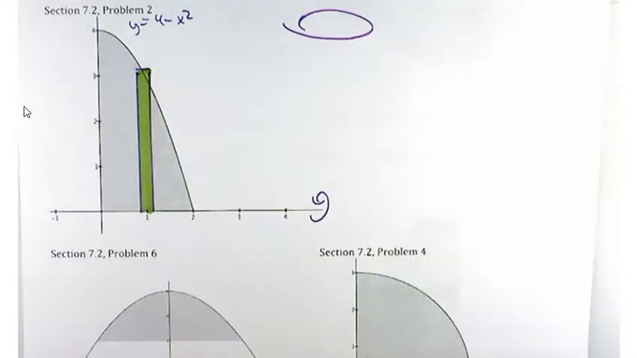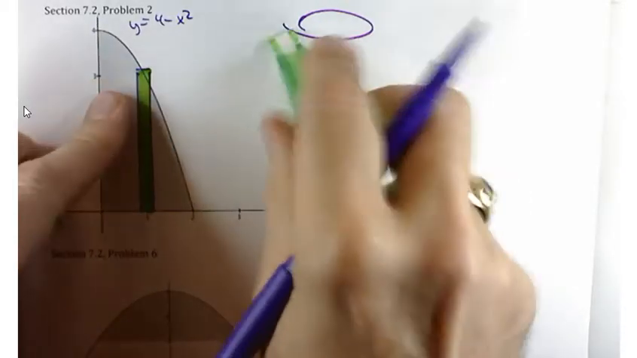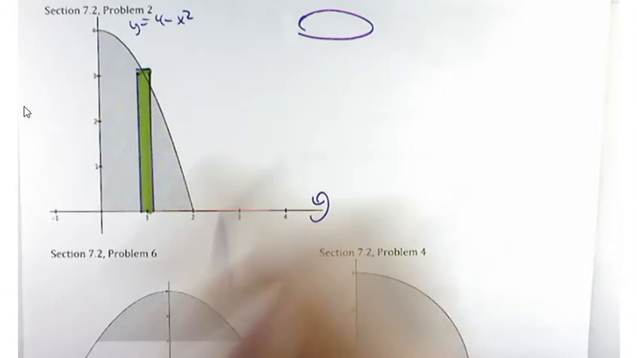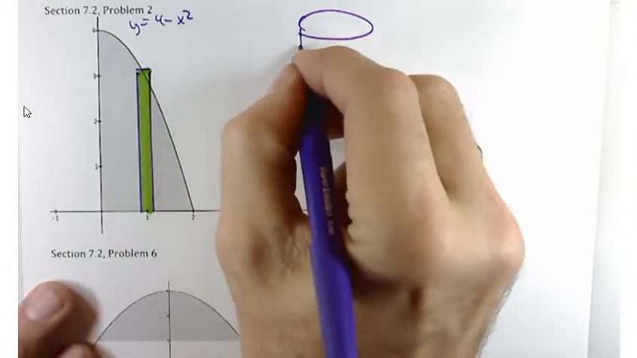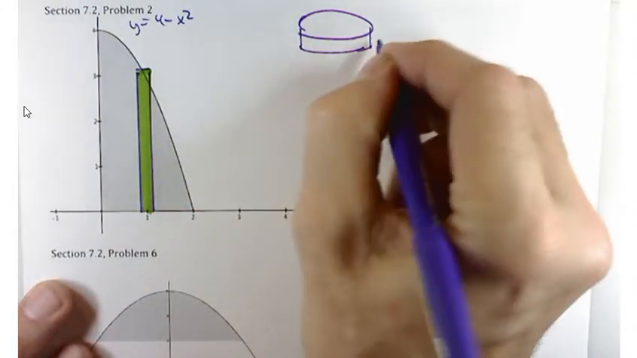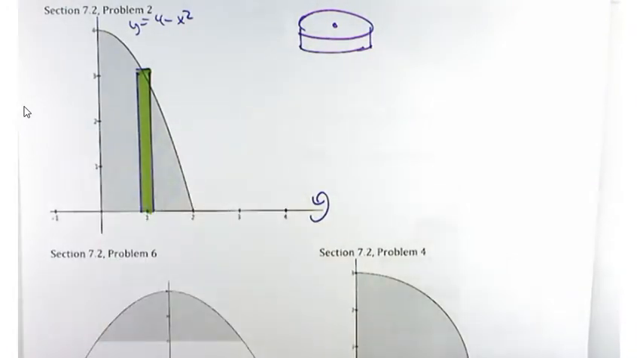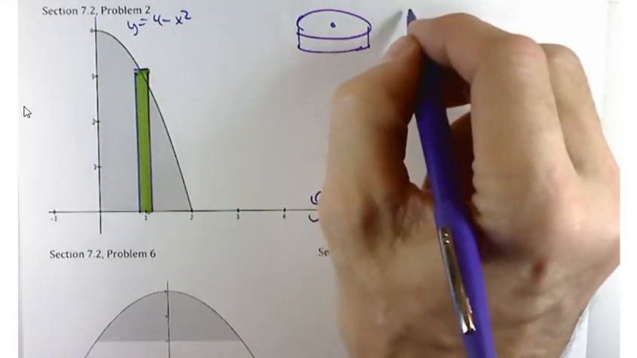So let me do a little bit better job than that. So apply some Photoshop here. Beautiful. All right. When that sweeps it around, we're going to try and find the volume of that disc. So disc, or one hockey puck.